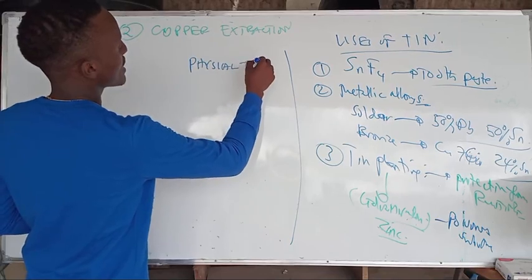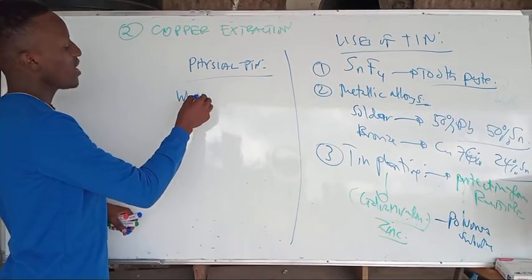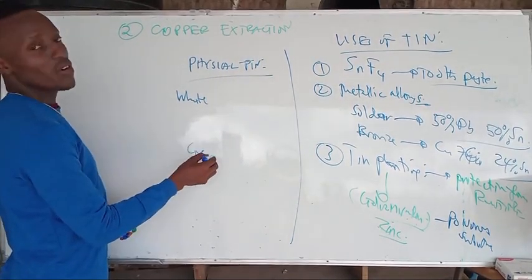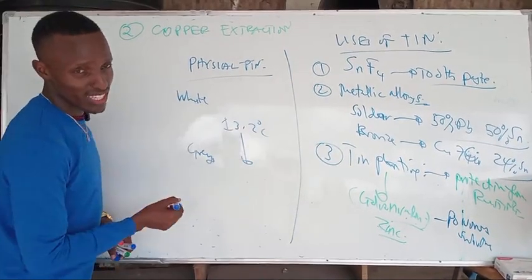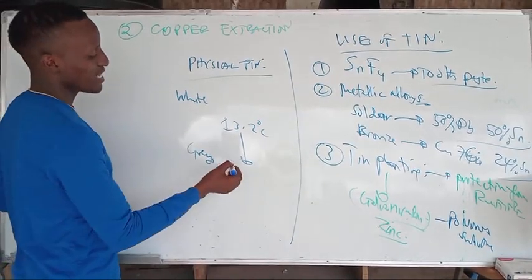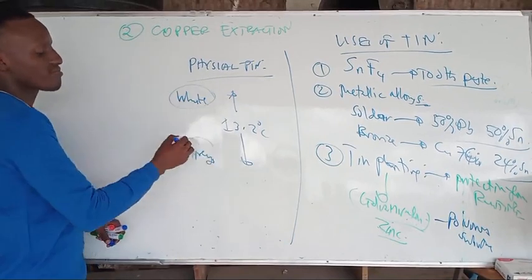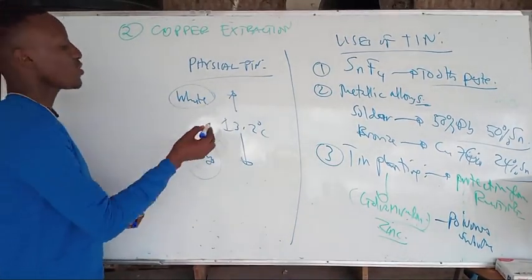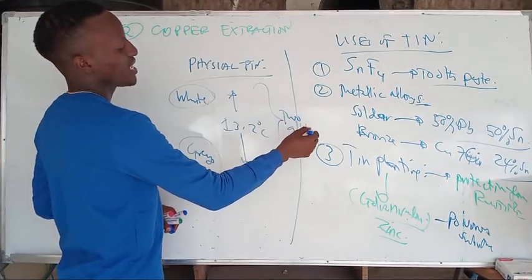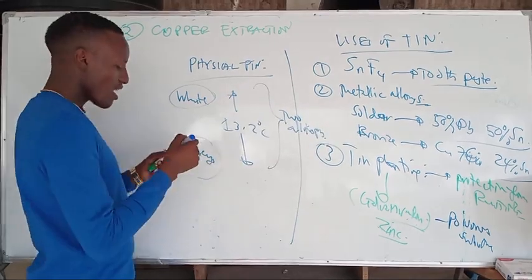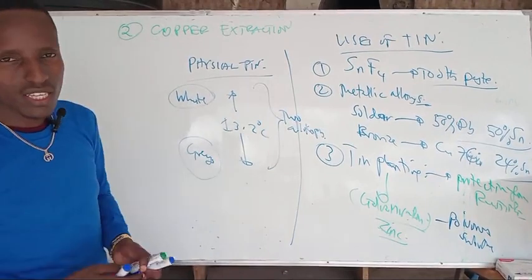Physical properties of tin. Tin always exists as white or gray. Why? At 13.2. So below that temperature, 13.2 degrees centigrade, it is gray in color, but above that, it acts as white. These are the two allotropes of tin. So it has two different physical appearances of the metal.